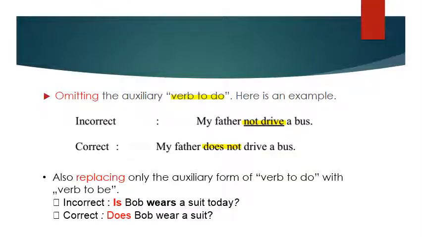He knows that, or she knows that, not is the symbol of, or is the negating word. So she just uses not without any kind of helping verb, whether verb to do or verb to be. Also, replacing only the auxiliary form of verb to do with verb to be. Okay, again, this is another example of substitution.